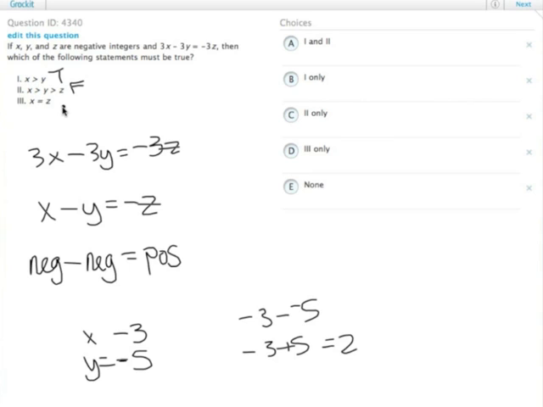Likewise, statement 3, x equals z. Again, we don't know anything about their relationship to each other. We don't know anything about their relative negativity. We only know that they all start out negative. So only x and y, because of this part here, this is the only reason we know anything about x and y. We don't know anything about z. So only statement 1 is true. Answer choice B.